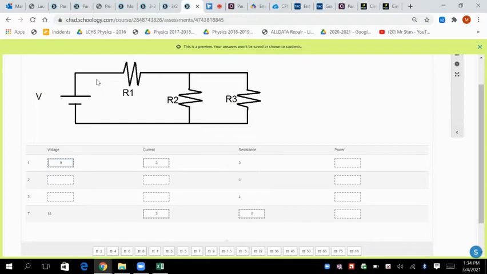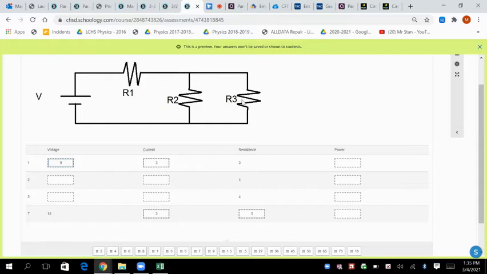But let's think about what's happening to voltage. 15 volts at the battery. You lose 9 at resistor 1. That's what these volts mean: how much voltage gets lost when the current goes through the resistor. So you start with 15, lose 9. How much is left? 6, right? So you have 6 volts left here.